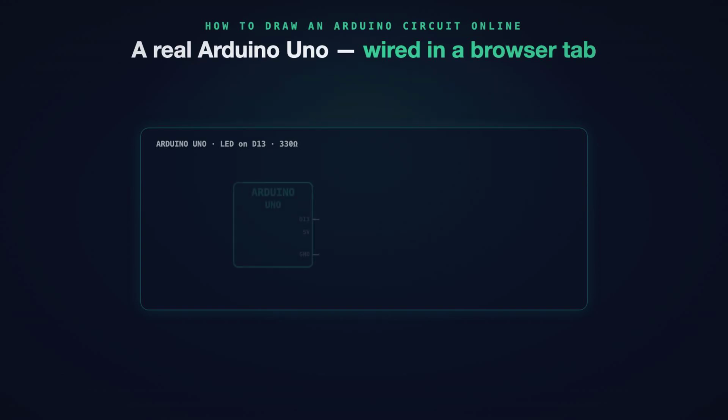This is how to draw an Arduino circuit diagram online. A real schematic with an Arduino Uno on it, wired to real parts, right here in a browser tab. No install, no login, no credit card. On screen is a working circuit, an Arduino Uno, a sensor on an input pin, a pull-up resistor, and clean nets carrying 5 volts and ground.